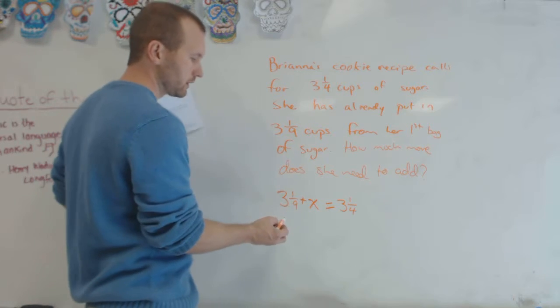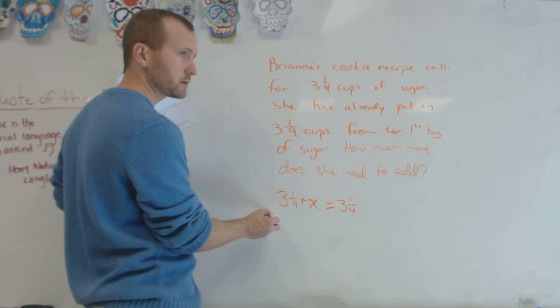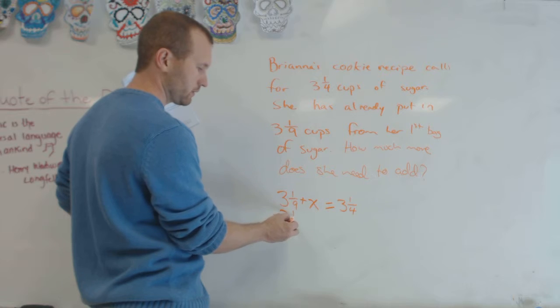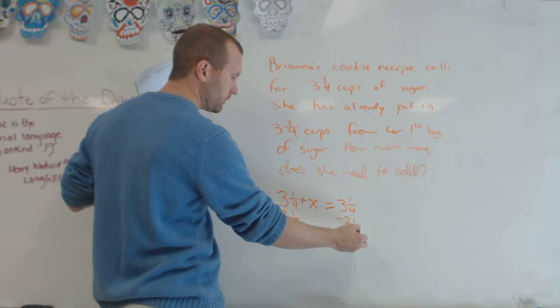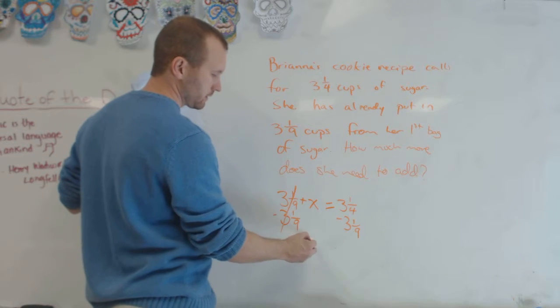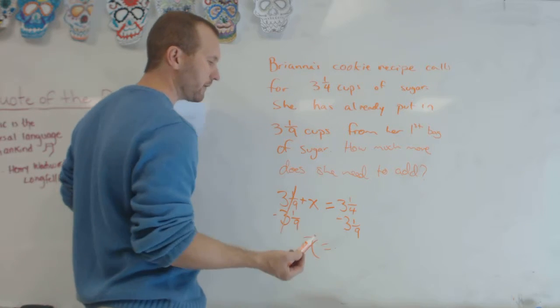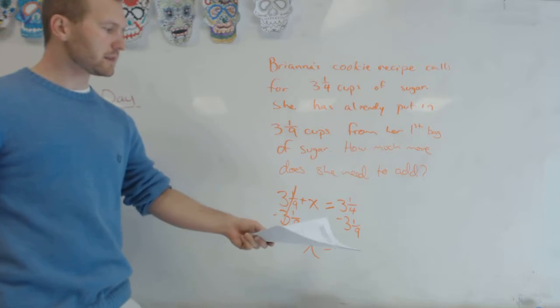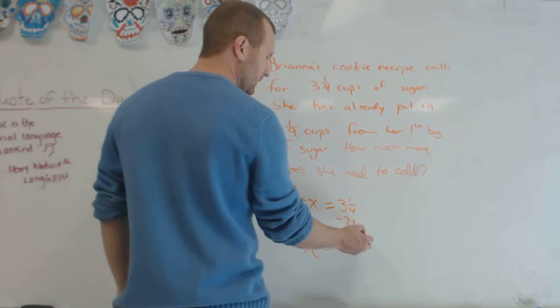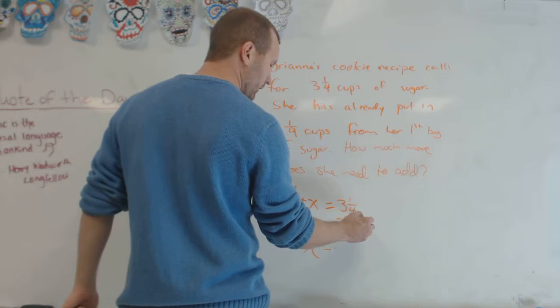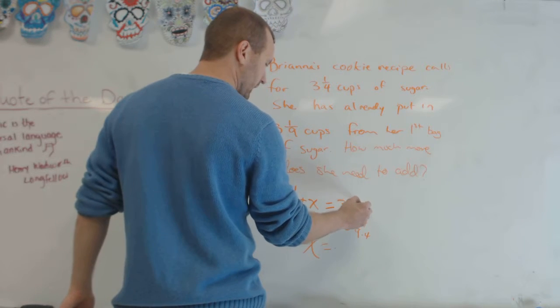What are we going to do to solve this equation? Subtract 3 1/9 on both sides. Okay, what do you immediately notice? That the denominators are not the same. Yeah, we have to have the same denominator. How can we get the same denominator between ninths and fourths? Multiply this one by 4/4 and this one by 9/9.